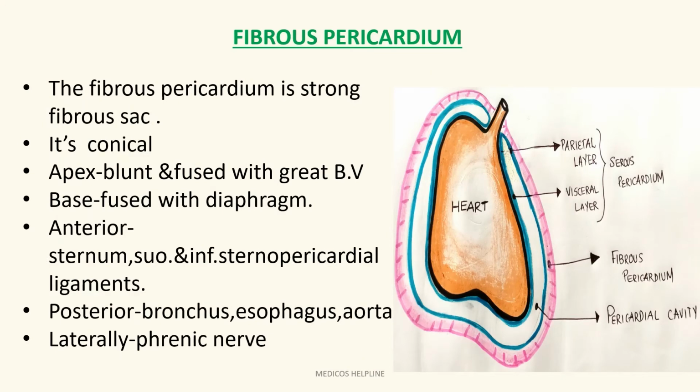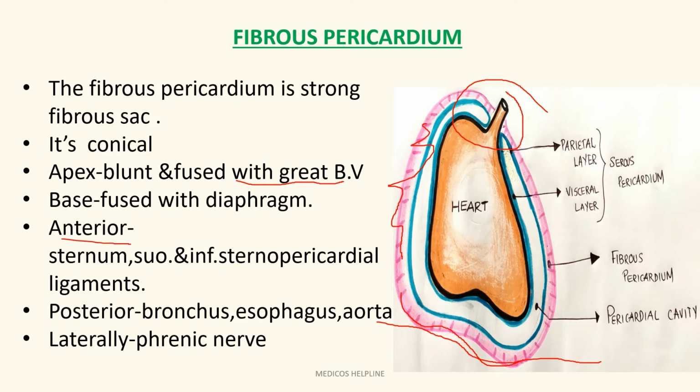Coming to the fibrous pericardium. Fibrous pericardium is a strong fibrous sac and it is conical in shape. The apex of the fibrous pericardium is fused and pierced with the great blood vessels of the heart, whereas the bottom portion or the base of the pericardium is fused with the diaphragm.